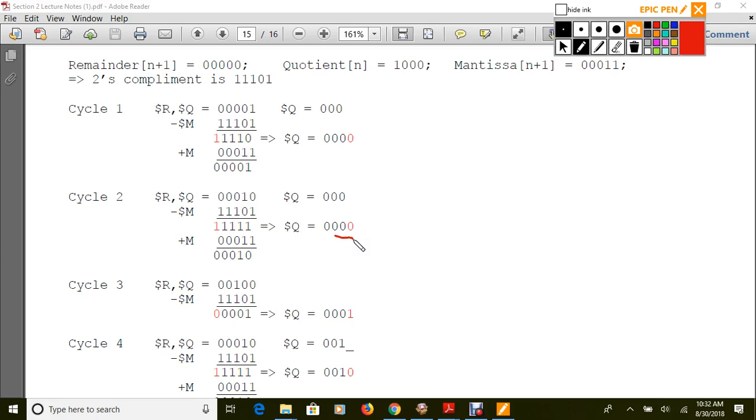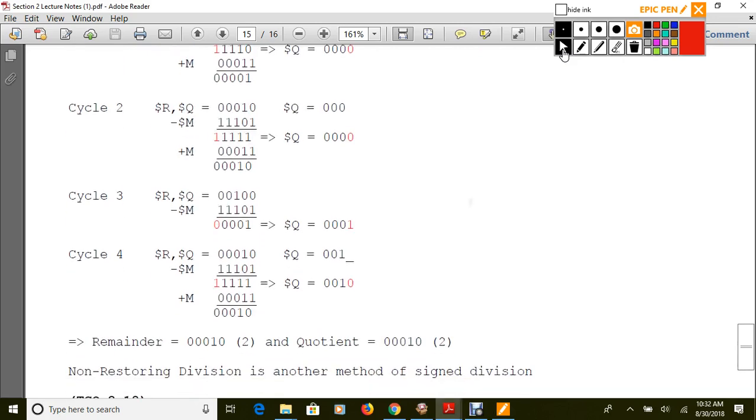Since we had a 1 as the result here in the remainder, I restore. Therefore, I add 3, and guess what? I get the same initial value as before. So I'm actually going to go through the third cycle, because that's where things get different, because we're adding a 1 there, and then I'll open up the floor to questions before we go through cycle 4.